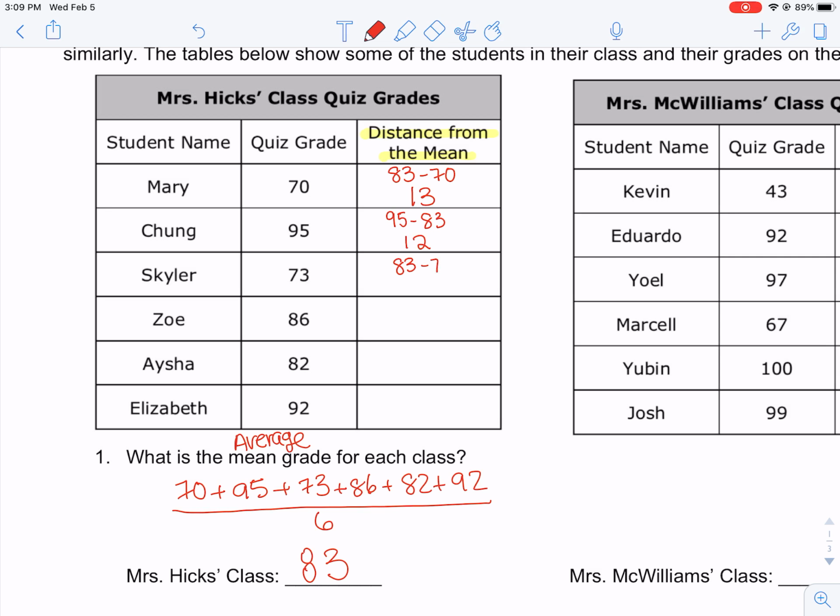83 minus 73, that would be 10. 86 minus 83, that would be 3. 83 minus 82, that would be 1. Again, 92 minus 83 would be 9. So now we have all of our differences from the mean to the actual score.